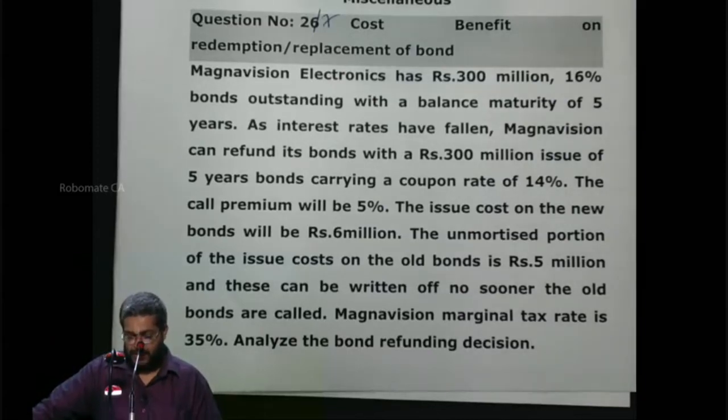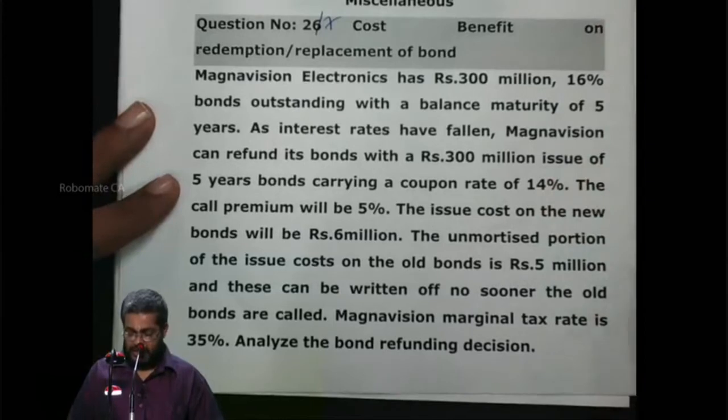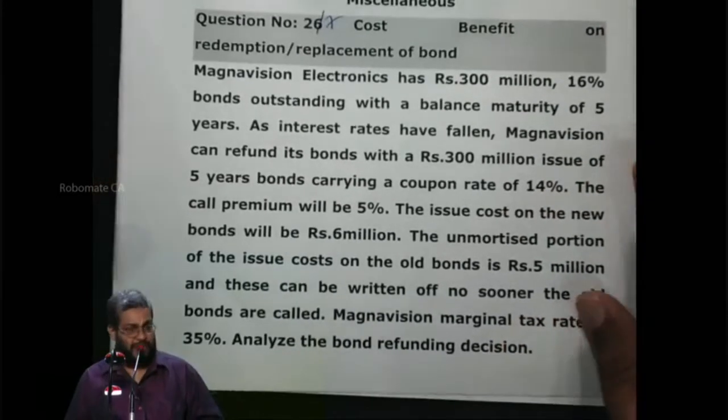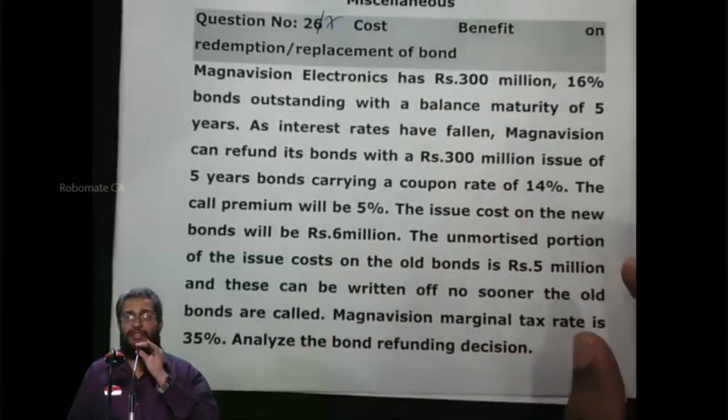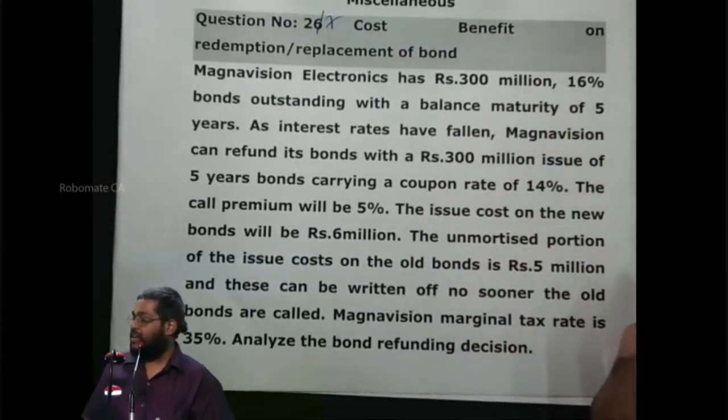The unamortized portion of the issue cost of the old bonds is rupees 5 million, and this can be written off as soon as the old bonds are called. Magnavision's marginal tax rate is 35%. Analyze the bond refunding decision. I'll just give you a few minutes. Go through the question for the facts, then we can start with the solution.